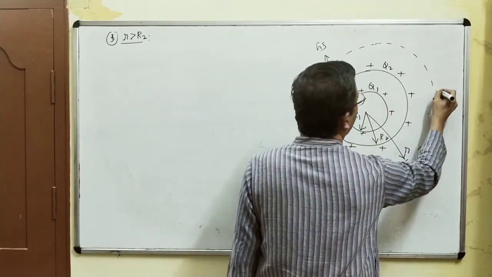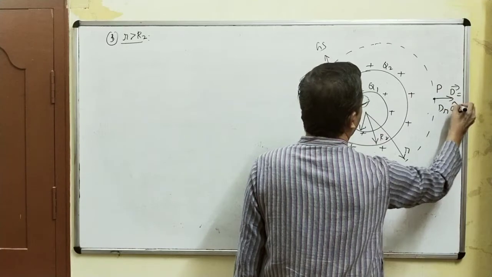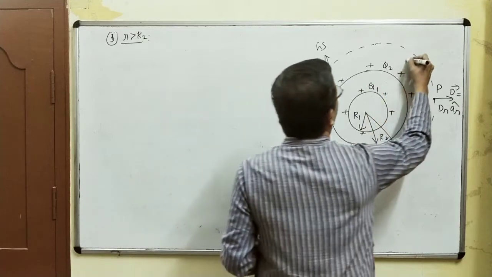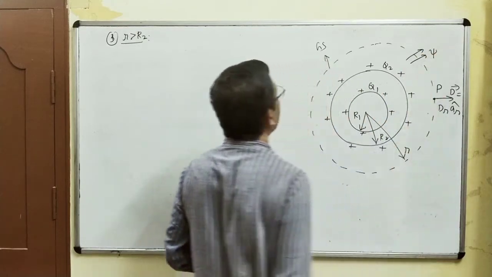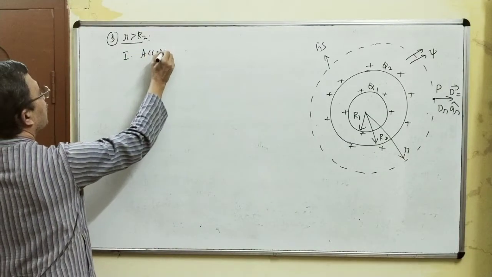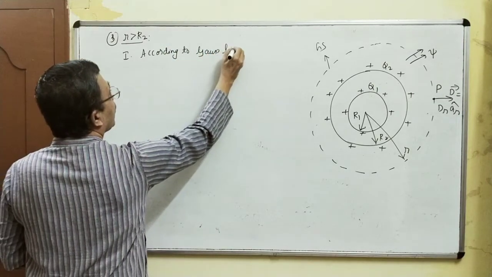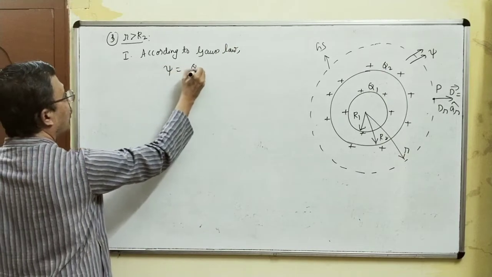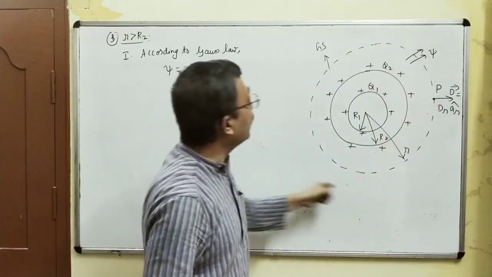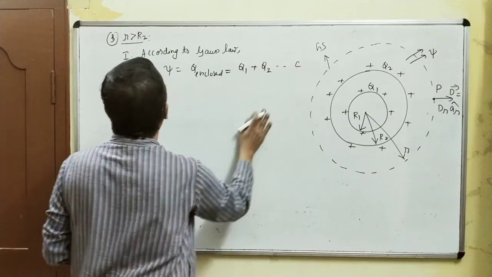This is the point of interest, which is P. Vector D is equal to Dr into ar cap. Again vector D is in the radial direction, along the direction of r. These are the electric flux lines coming out of the Gaussian surface. In case 3, step 1, according to Gauss law, electric flux psi is equal to Q enclosed. What is charge enclosed now? Charge enclosed by the Gaussian sphere is Q1 plus Q2 coulombs.